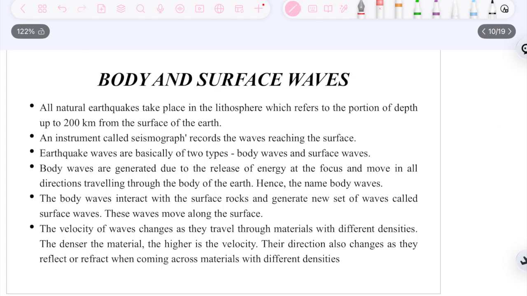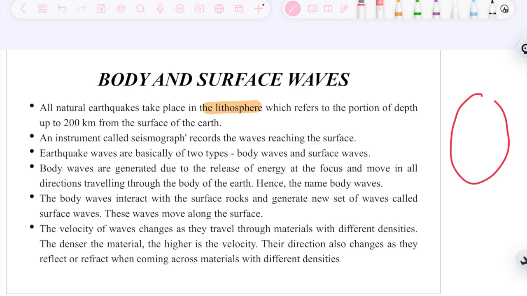So all the natural earthquakes take place in the lithosphere. Now what is this lithosphere? It is in the coming slides. In lecture 2 of this chapter, we will study the various layers of Earth's interior. But for now, it is just important to understand that lithosphere is nothing but 200 kilometers of the surface of Earth. So for example, this is the surface of Earth, this is 200 kilometers, this is the lithosphere portion. An instrument called seismograph records the waves reaching the surface.